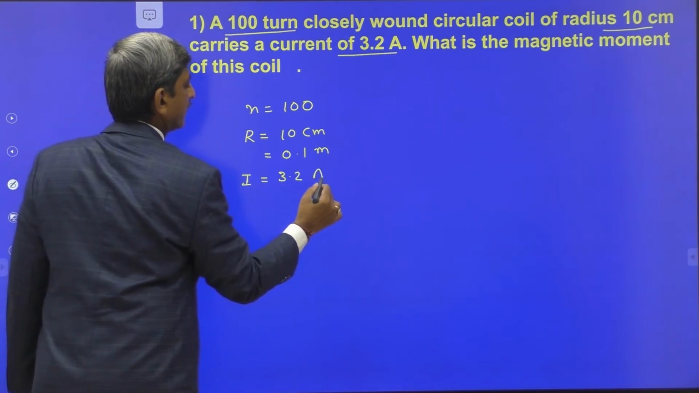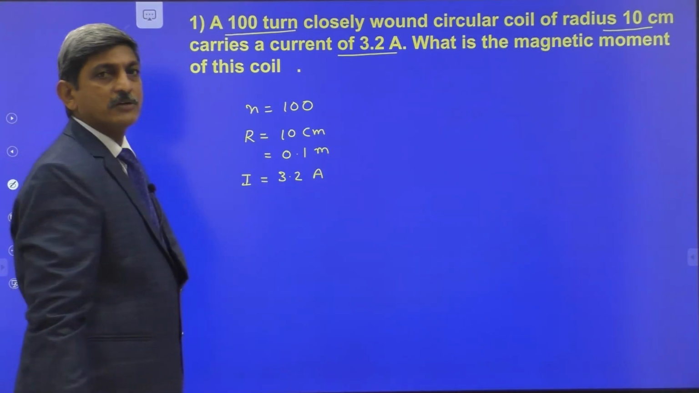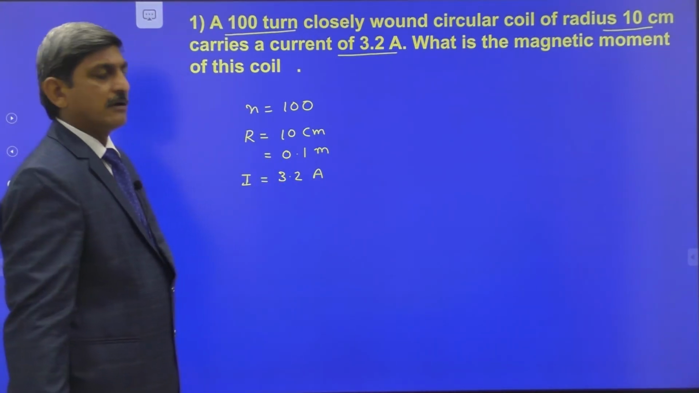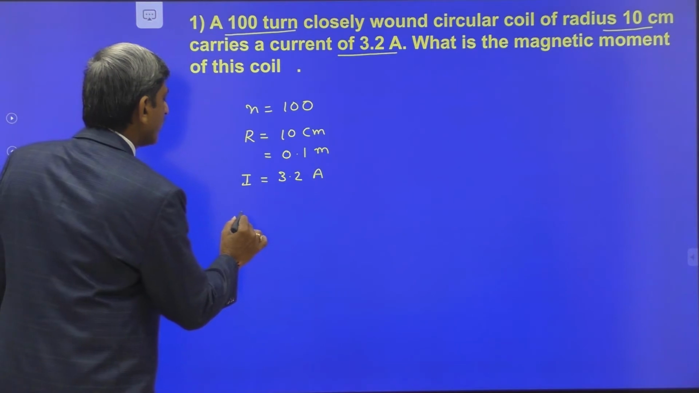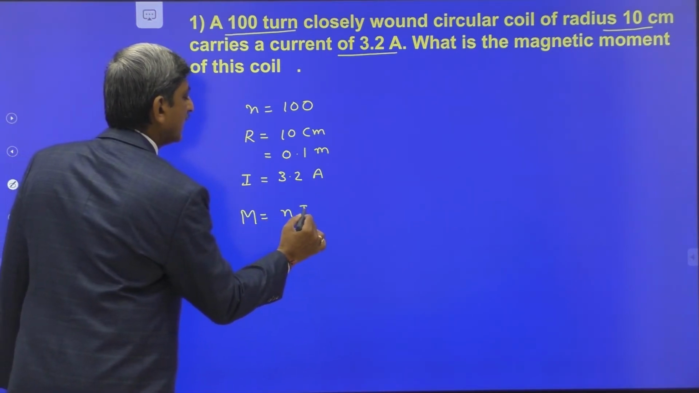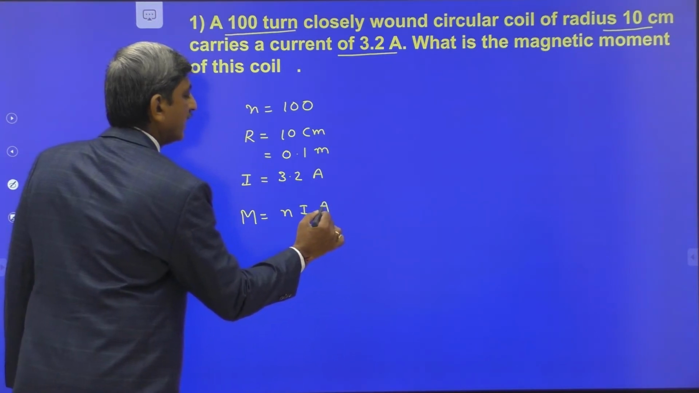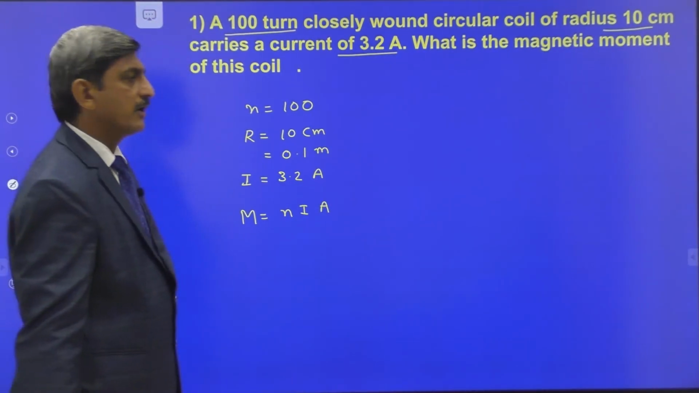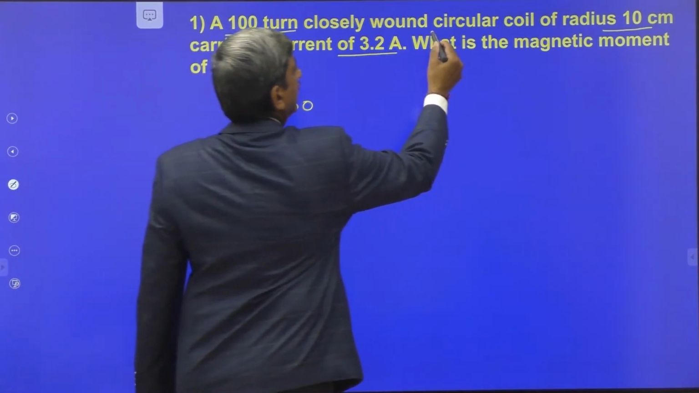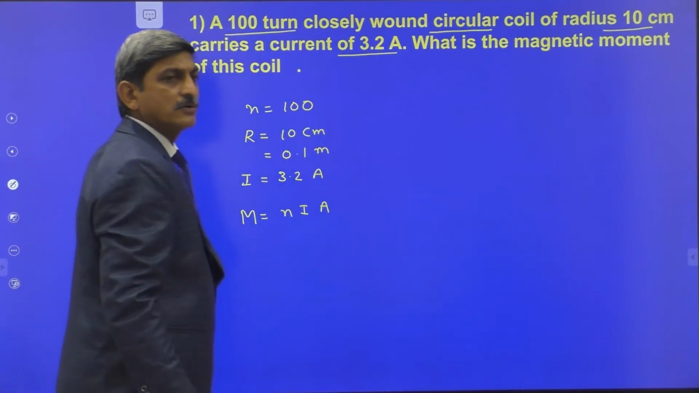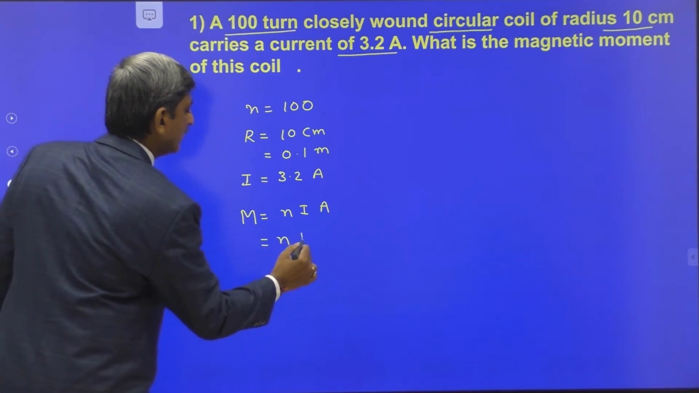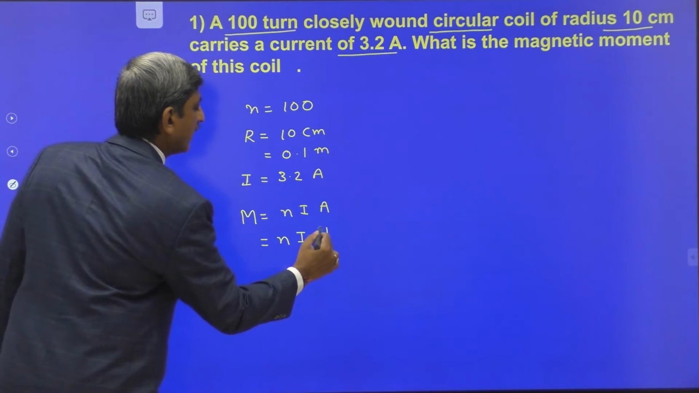Now we want to find out the dipole moment of the circular coil. Already we know that the dipole moment of the circular coil M is equal to NIA. Here A is the area of the face of the coil. Because the coil is in the form of a circle, the area of the face of the coil A is equal to pi r square. So we can write it as M is equal to N I pi r square.